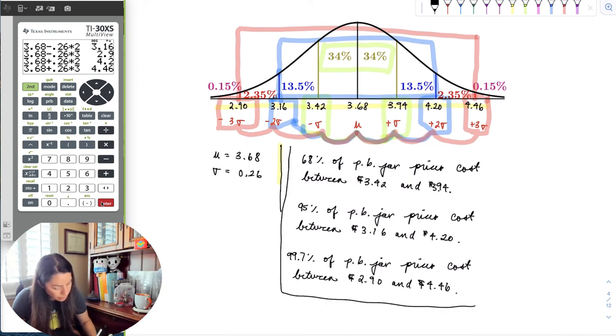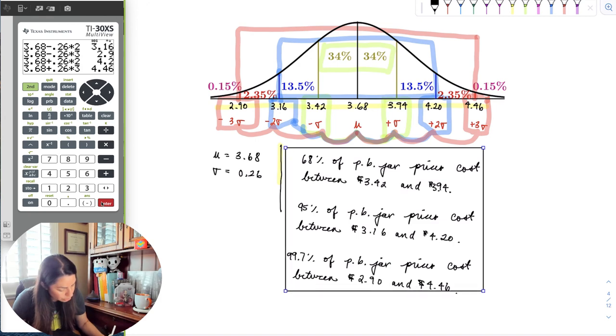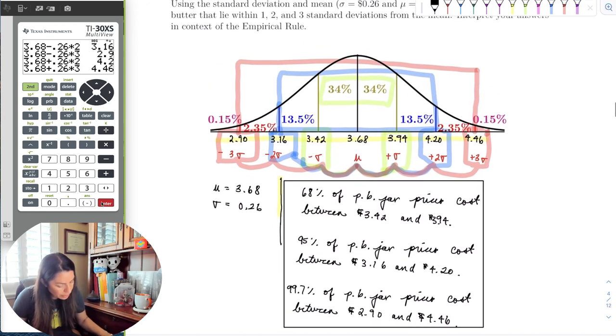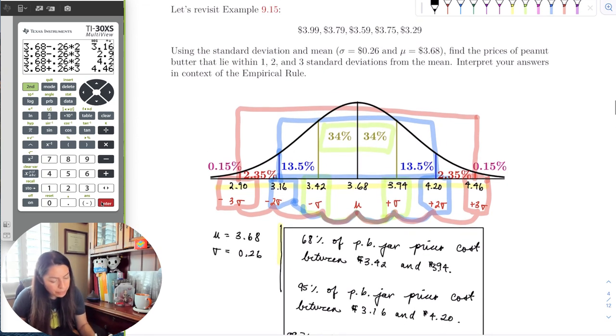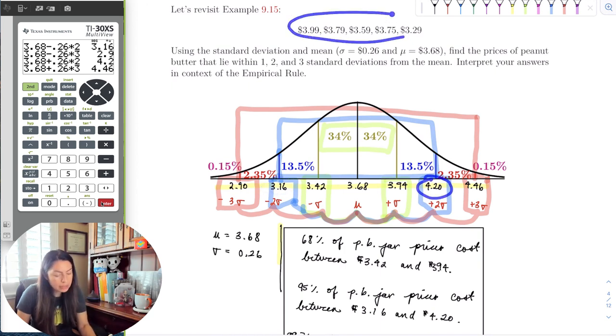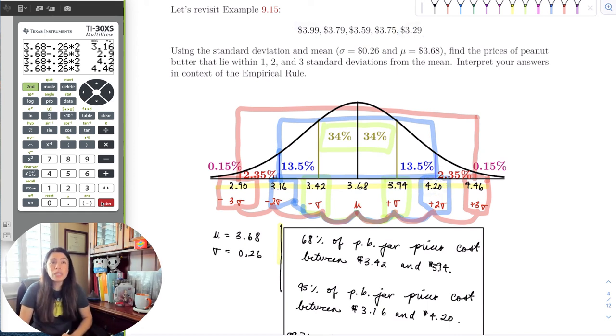So I want you to notice the actual prices of peanut butter jars. If I scroll up a little bit here, I see that the peanut butter jar prices are between $3.29 and $3.99. Notice that even in two standard deviations away, lies all my data. And then 99.7, of course, did as well. One standard deviation didn't because the lowest is $3.42, which wouldn't include the $3.29. So $3.16 was below the $3.29 and the $4.20 was above the $3.99. So actually, in our small data set of five prices of peanut butter jars, 100% of them lied within the 95% rule.